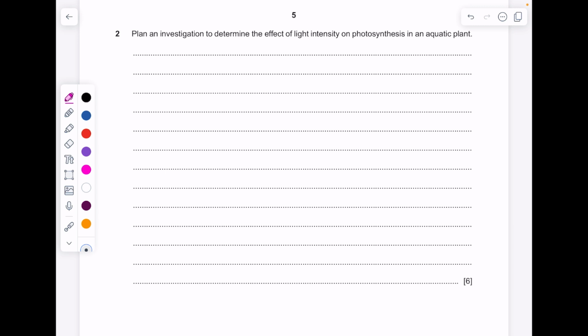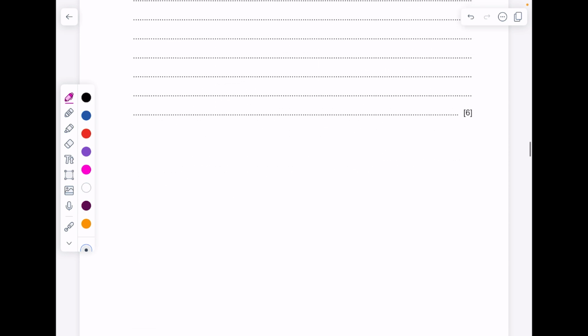Plan an investigation to determine the effect of light intensity on photosynthesis in an aquatic plant. When you're asked to plan an investigation, in order to make sure you get the 6 marks, you need to specify your independent variable, your dependent, at least 3 control variables, how you're going to ensure reliability, and include appropriate apparatus throughout. So let's follow this scaffold here.